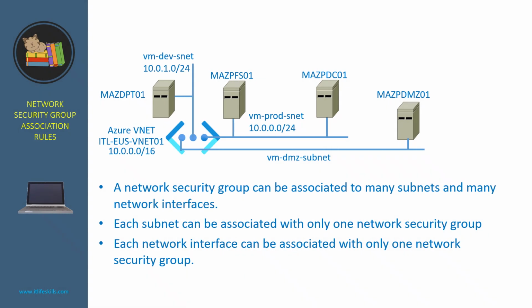Let's learn about network security group association. Here are the rules to associate network security groups to subnets and network interfaces. A network security group can be associated to many subnets and many network interfaces. However, each subnet can be associated with only one network security group, and each network interface can be associated with only one network security group.